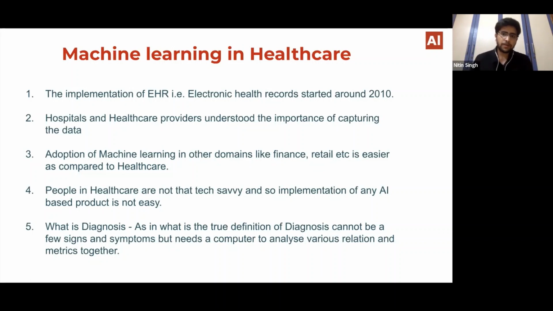Now, these points here you might not find on the net. These are something I have understood from our chief medical officer based out of the US. The first point, implementation of EHR, electronic health records, started around 2010. I'm talking with respect to the US because they are the drivers of most of these things. EHR is nothing but a system wherein all the electronic healthcare records are captured digitally.